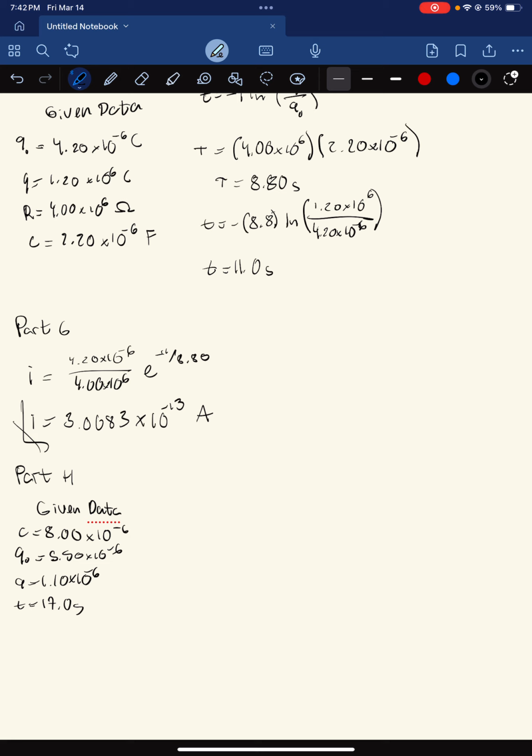Cool. Got it. So for the resistance, the equation is going to be: we just multiply the capacitor by the natural logarithm of the final charge divided by the initial charge.